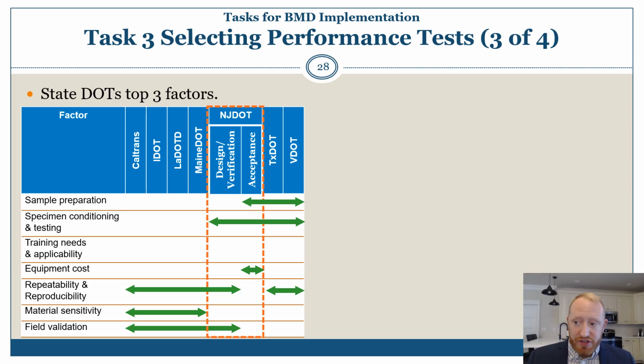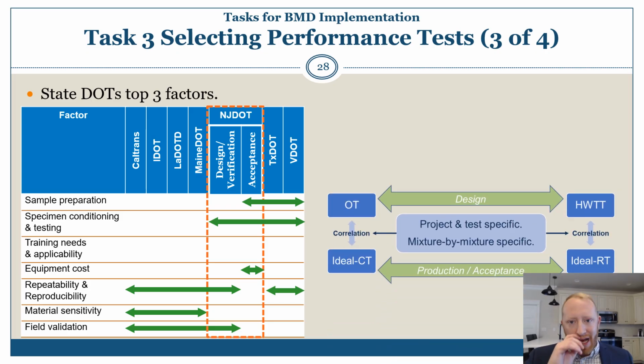Okay. Others looked at, we can't do anything unless it's something that we can do the specimen prep and conditioning easily. And you see the example from New Jersey that shows that they looked at it differently from design and verification, so that mix design phase, to acceptance. And their priorities changed, okay, between the two.